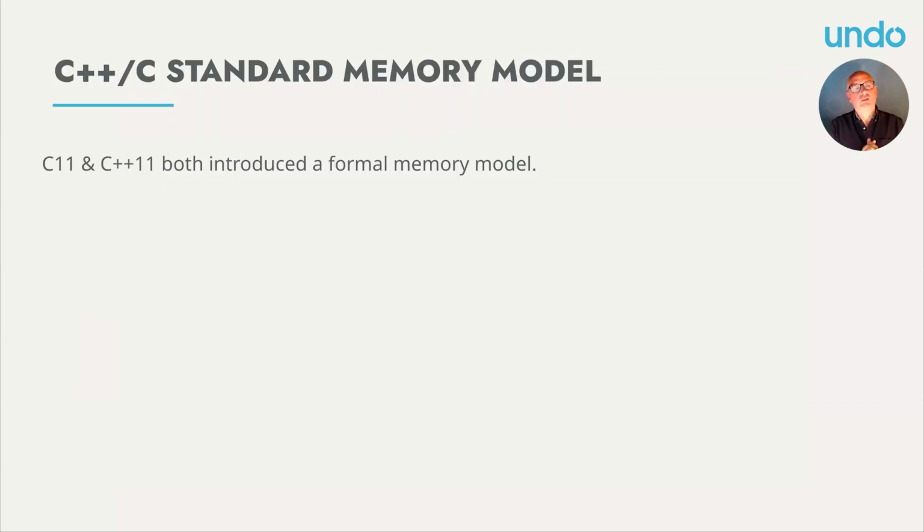I want to get into C++ and C from C11 and C++11. They both introduce this formal memory model which talks about this stuff. So prior to that time, there was no notion of race conditions and races in C or C++. They've now defined that. I'm not going to get into the details of it. We don't have time today.